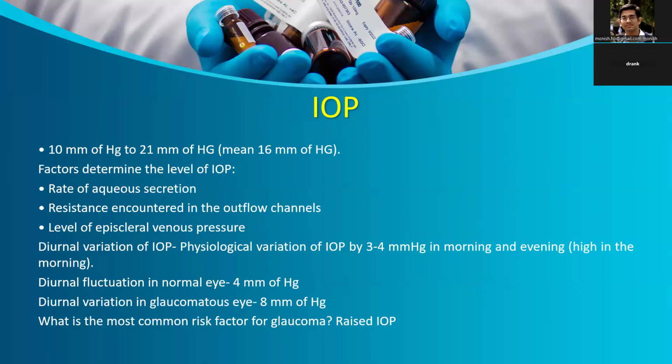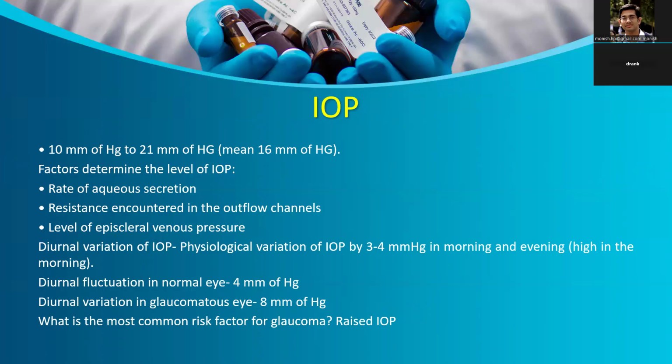There are various factors which determine the level of intraocular pressure. It occurs mainly because of the aqueous humor fluid, so the level of IOP is based upon the rate of aqueous secretion from the ciliary process in the eye, the resistance present in the outflow channels, and the level of episcleral venous pressure.